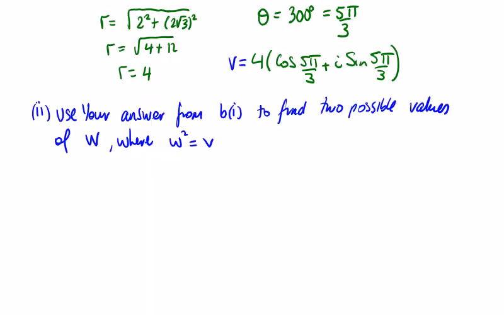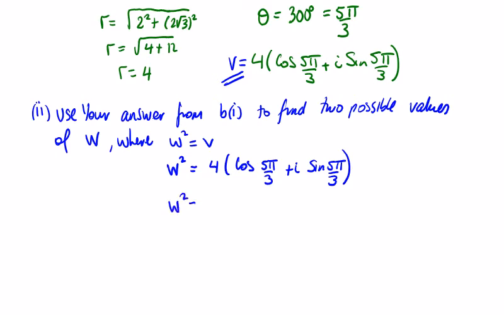So in part 2, you're going to use your answer from part 1 to find two possible values of w, where w squared is equal to v. Now we have v as our complex number. So write w squared is equal to 4 by the cos of 5 pi over 3 plus i sine 5 pi over 3. Now I'm going to change it to degree form. We can change it back if we want at the end. I just think people seem to find it easier to do these things in degree form. 300 degrees plus i sine 300 degrees.